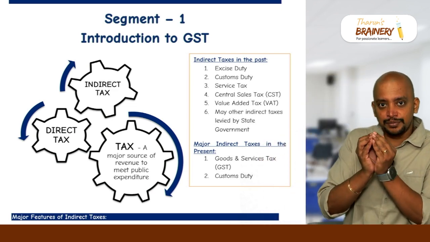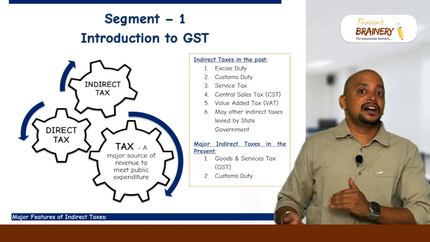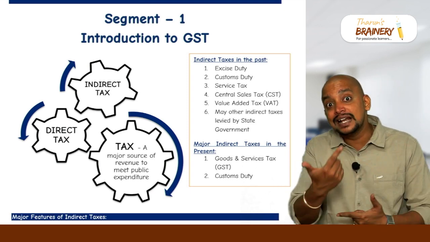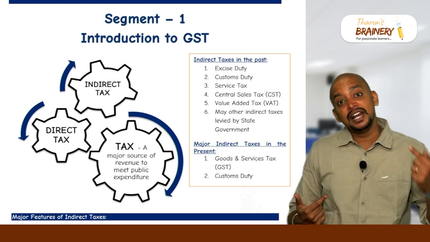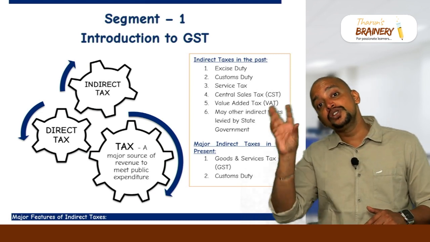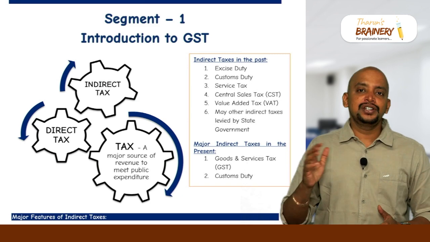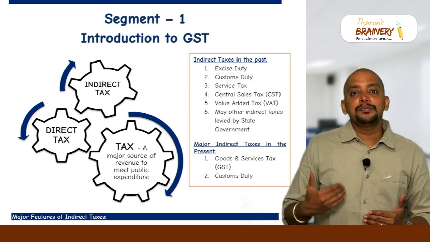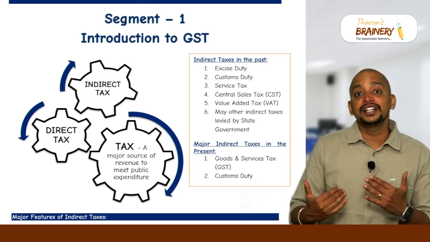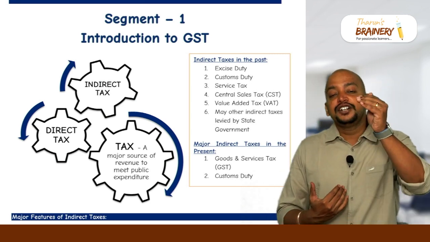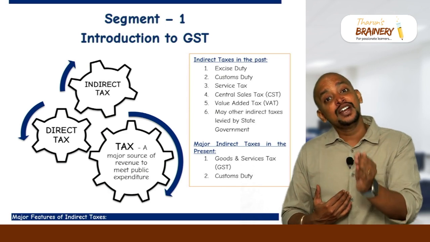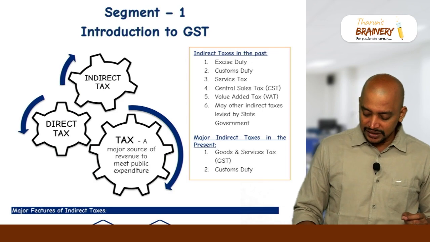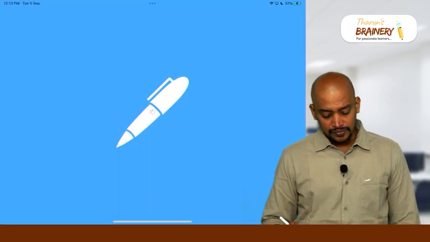Now this government will implement the law. What will the legislative organ do? The legislative organ will make the law, whereas the executive organ will implement the law. Then what will the judiciary organ do? If there are any disputes between the people and the executive organ during the implementation of the law, the disputes will be resolved by the judiciary organ. Okay, so that is the connection between the three organs that we have.